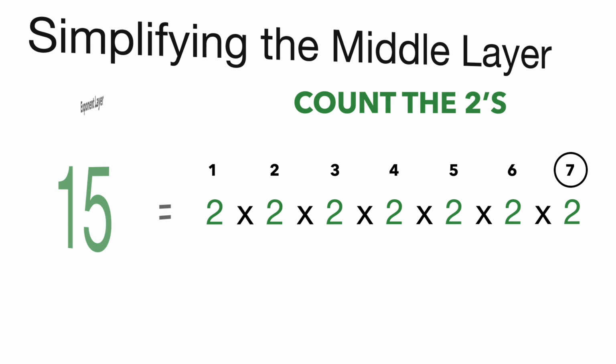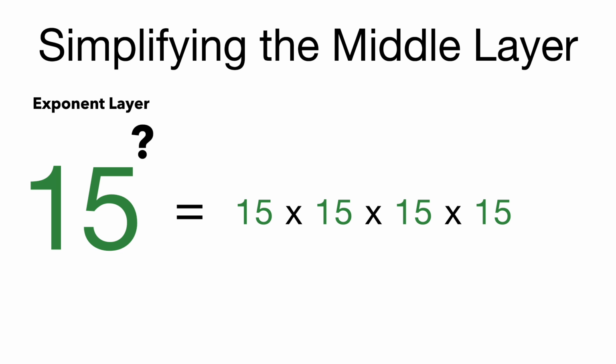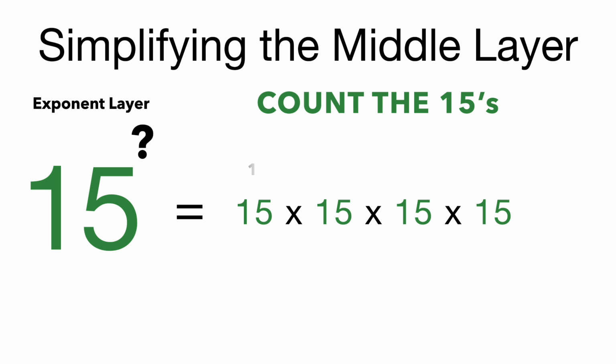Let's do one more here, and here we're just going to do the exact same thing. We're going to count the 15s here, and there's 1, 2, 3, 4 15s multiplying itself. So that means that we're going to have our exponent base format be 15 to the 4th power.